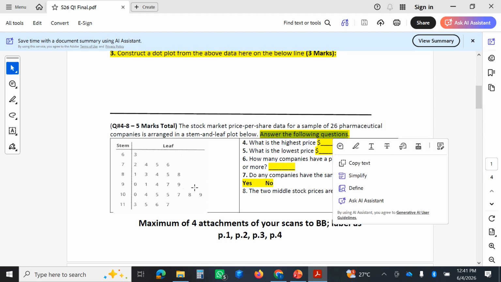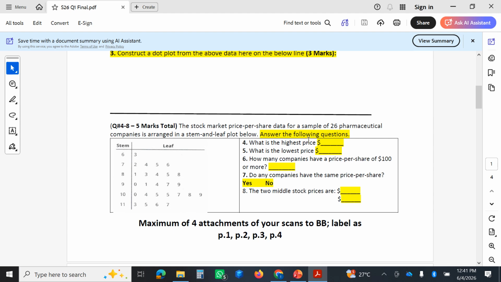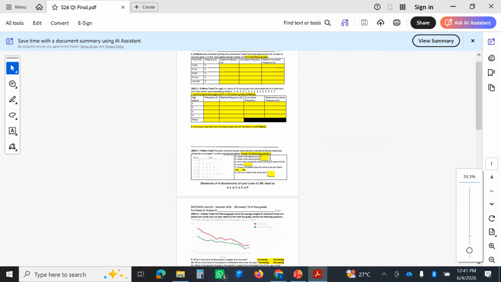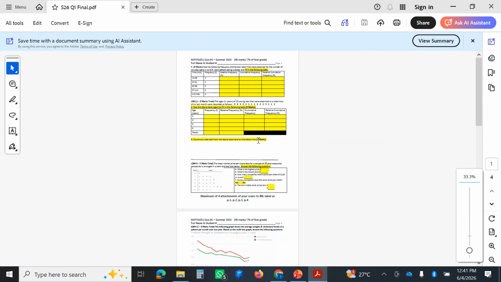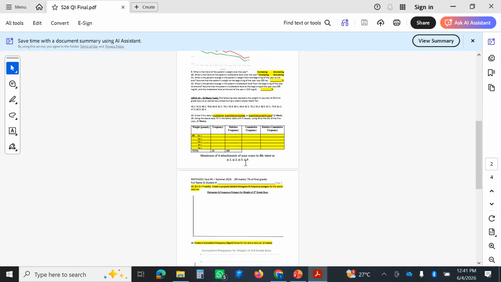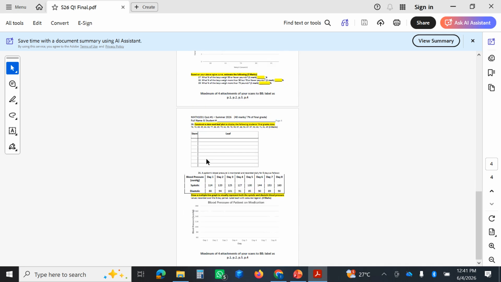Answer the following questions. So here I've given you a stem and leaf plot. Okay. And I want you to answer the questions. And for this quiz, there's no answer sheet. So what you're going to do, right, is you're going to do all the work here, here, here, and here. And then you're going to take great pictures so I can clearly see everything.